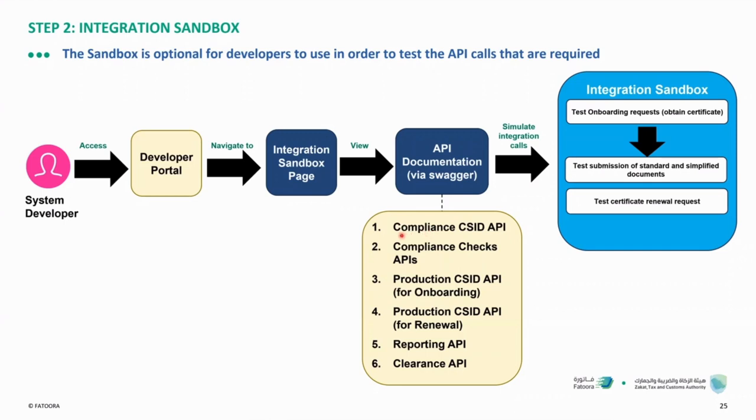So we have the list of 6 APIs. We have the compliance CSID API, which we're going to have a closer look at. We have the compliance checks API. We have the production CSID API, which is used for onboarding. And similarly, we have the renewal API as well. Finally, we have 2 APIs for actually submitting the invoices. One is the reporting API, and the other one is for clearance. And then we'll be able to simulate these integration codes using direct links to our system.